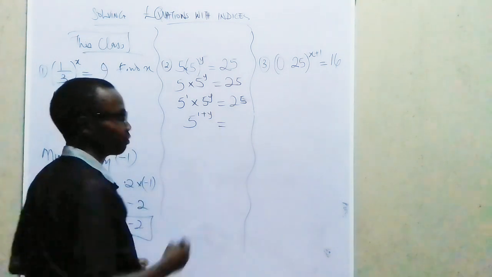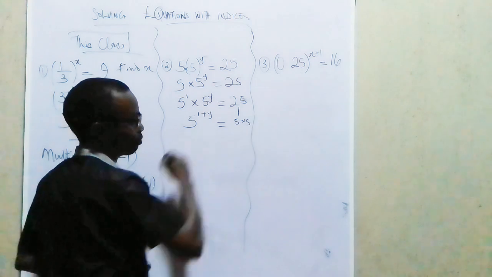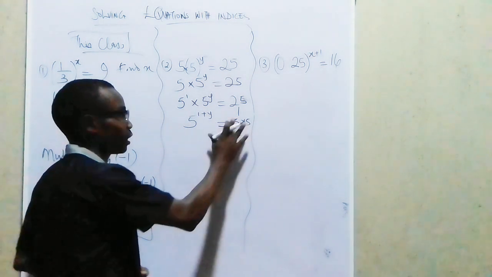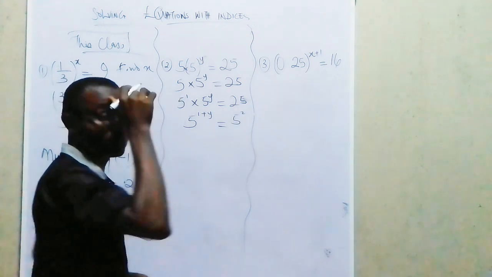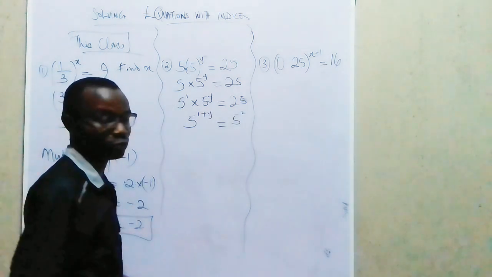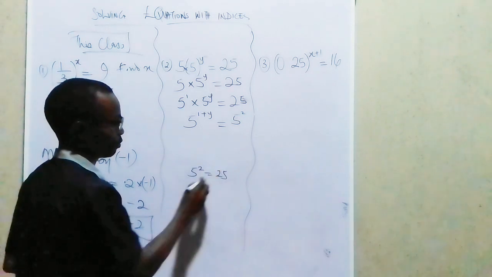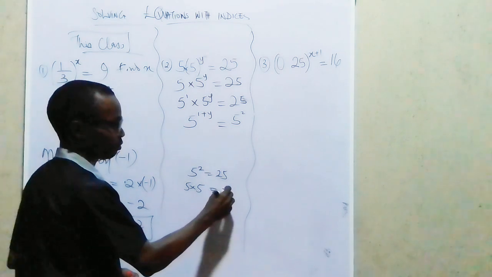Now, what is 25? 25 is the same thing as 5 times 5. And what is 5 times 5? How many 5s do we have here? 2. That means it is 5 raised to the power of 2. So 25 is 5 raised to the power of 2. So 5 raised to the power of 2 is equal to 25. That is 5 times 5 is equal to, of course, 25.